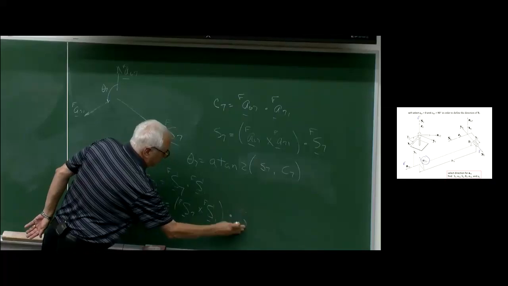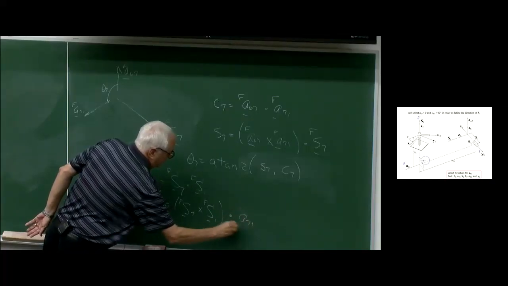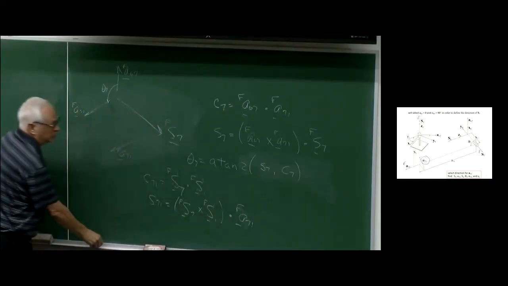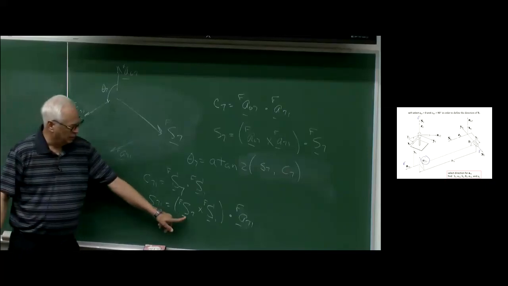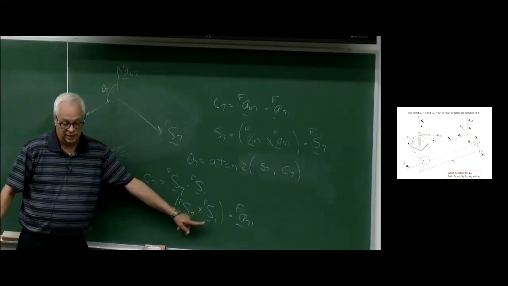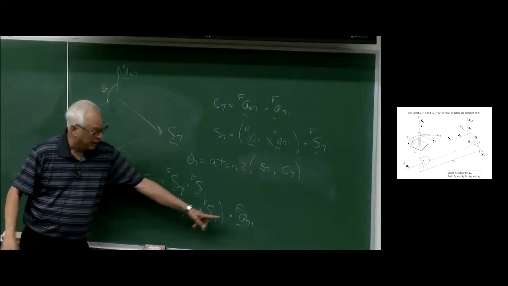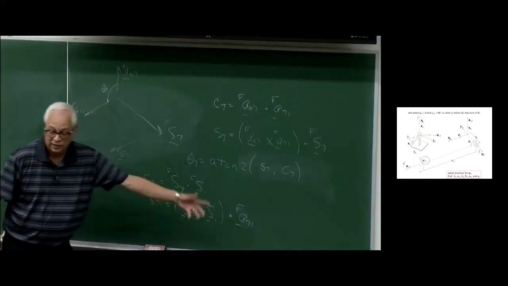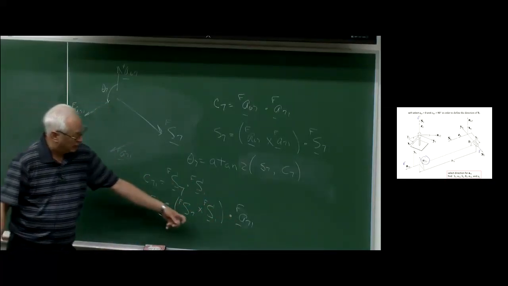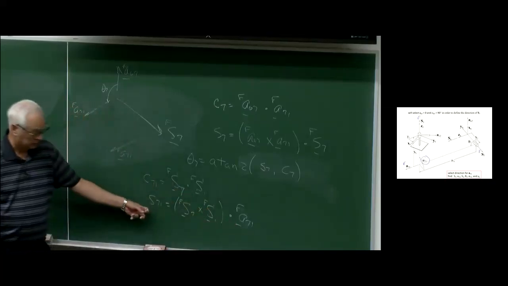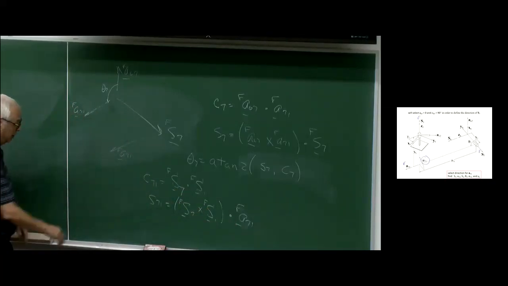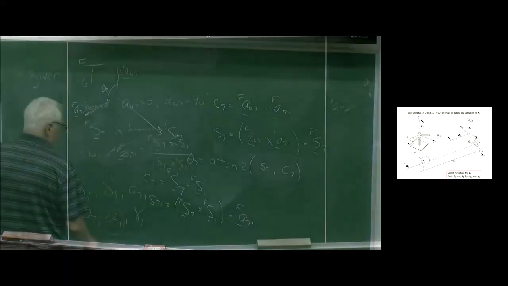S7 cross S1, dot A71. All right, because this is going to be magnitude of the first, magnitude of the second, times the sine of the angle between them, times a unit vector that's, I already got a unit vector perpendicular to those, A71. So if I dot that cross product with that, I'm just going to get the sine to come out. And again, knowing the sine and cosine, boom, I got that.